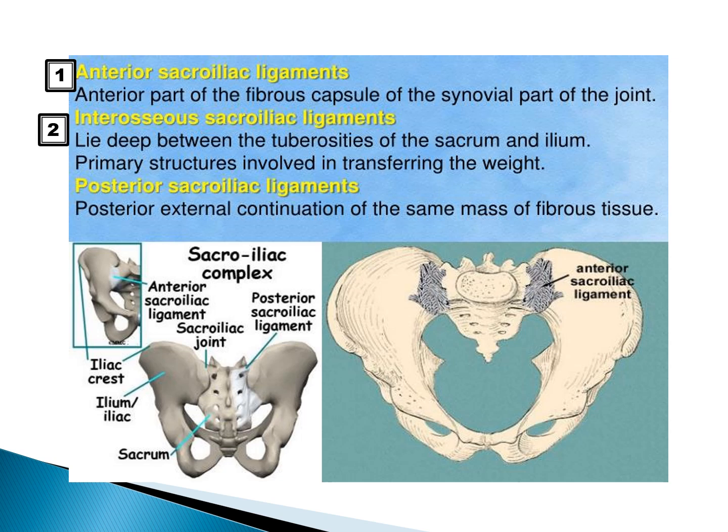The interosseous sacroiliac ligament is the primary structure involved in transferring the weight of the body from the lower limbs to the axial skeleton.